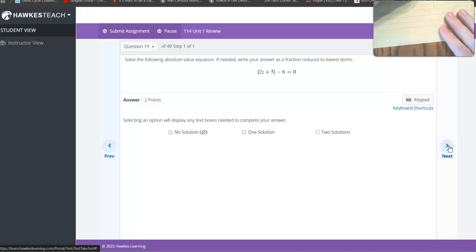So yeah, so here we have solved the following absolute value equation. So we got the absolute value of 2x plus 5, minus 6 equals 0.